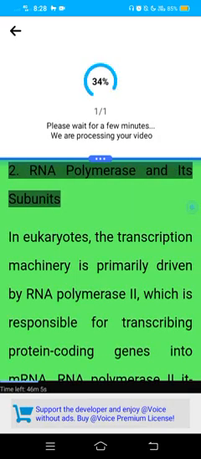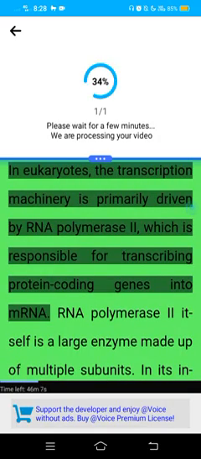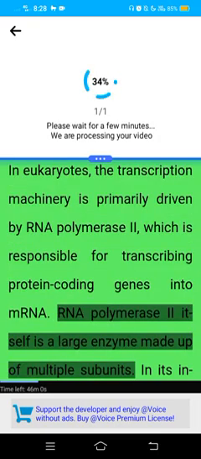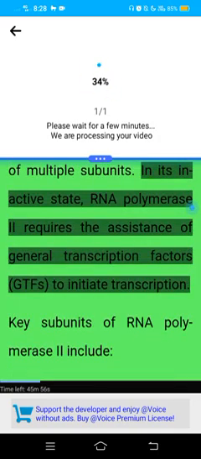2. RNA polymerase and its subunits. In eukaryotes, the transcription machinery is primarily driven by RNA polymerase II, which is responsible for transcribing protein coding genes into mRNA. RNA polymerase II itself is a large enzyme made up of multiple subunits. In its inactive state, RNA polymerase II requires the assistance of general transcription factors, GTFs, to initiate transcription.